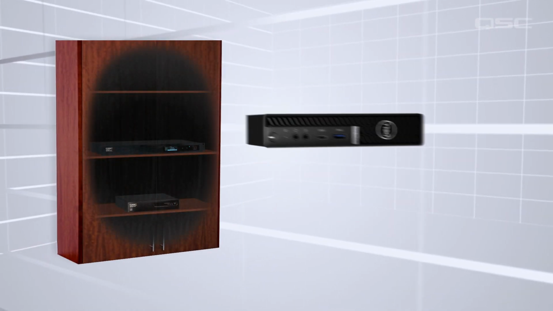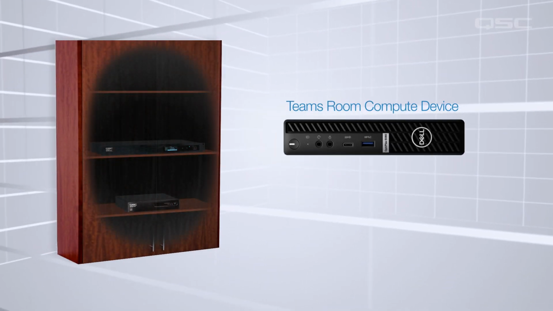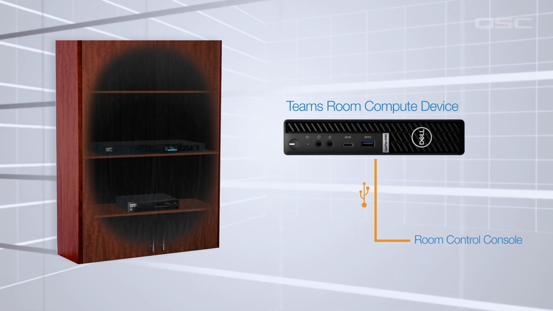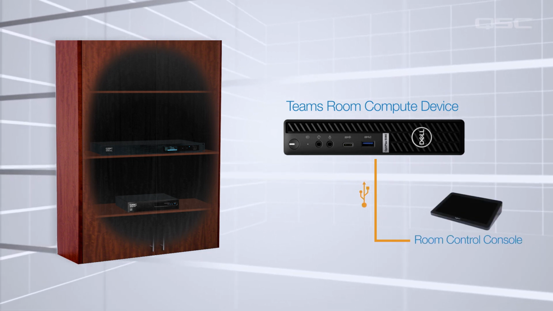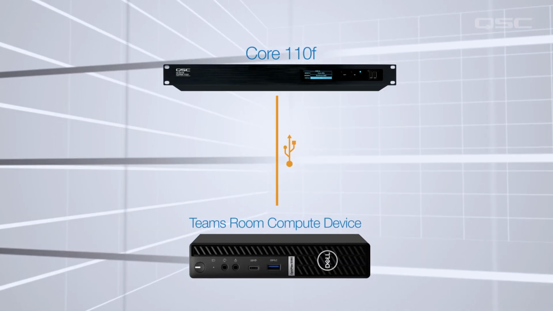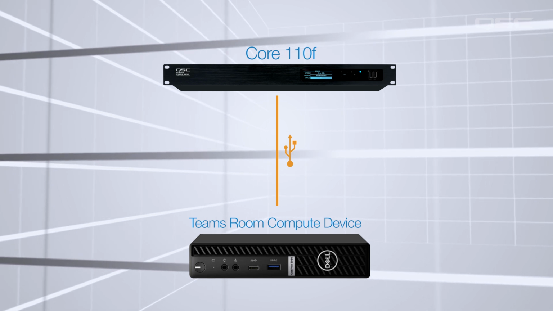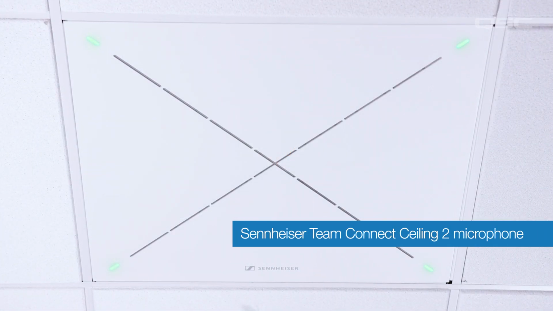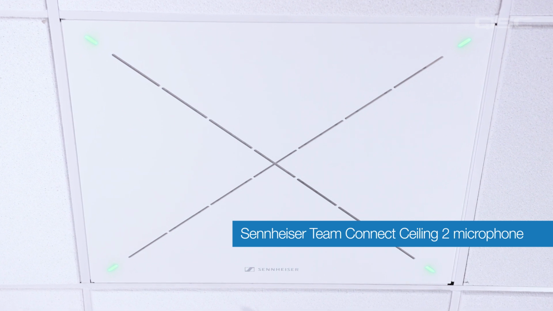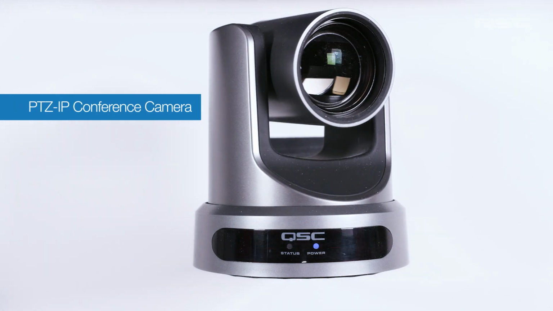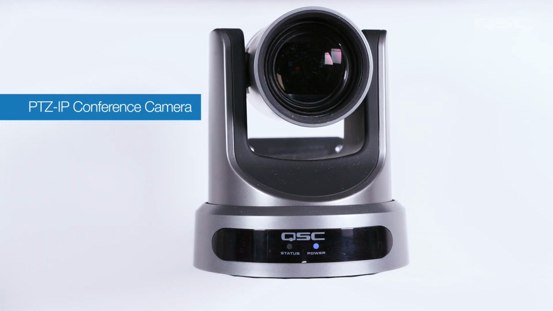First, the Teams Room compute device is running the Microsoft Teams Room software and is also connected to the Room Control Console, in this case, the Logitech Tap. The Q-SYS core is connected to this PC through a single USB cable, which delivers all the room's processed audio, including the audio from the Sennheiser Team Connect Ceiling 2 microphone. This same USB cable also delivers the conference video from the native Q-SYS PTZ cameras to the Teams compute device.